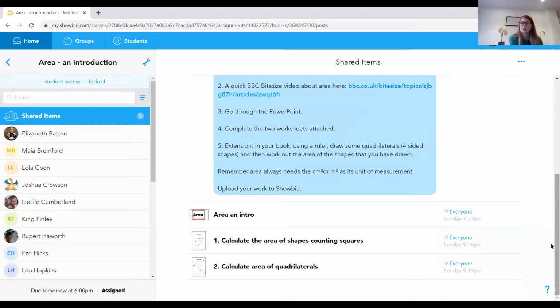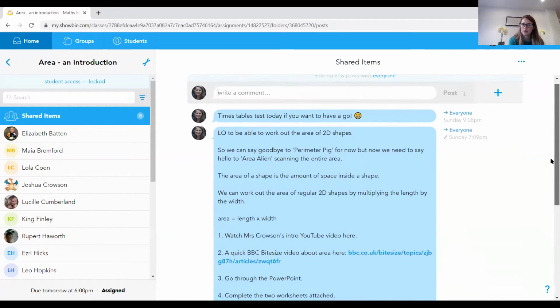The extension exercise is in your book. Using a ruler, draw some quadrilaterals, some four-sided shapes, like you did with the perimeters, but work out the area of the shapes that you've drawn this time. Remember, area, that equation is the length times the width.